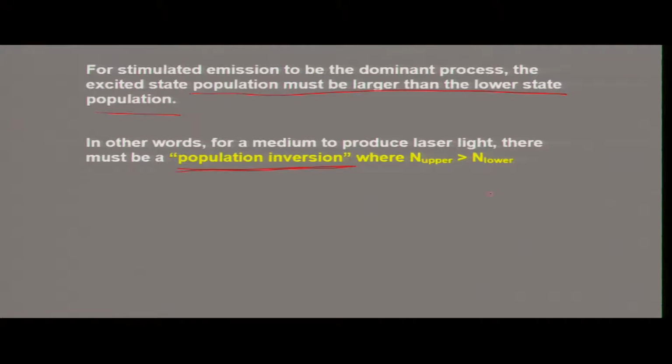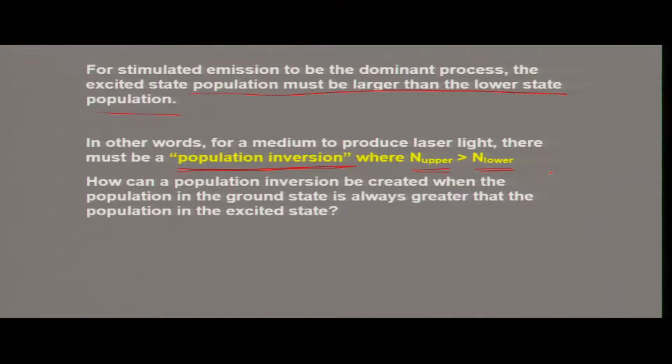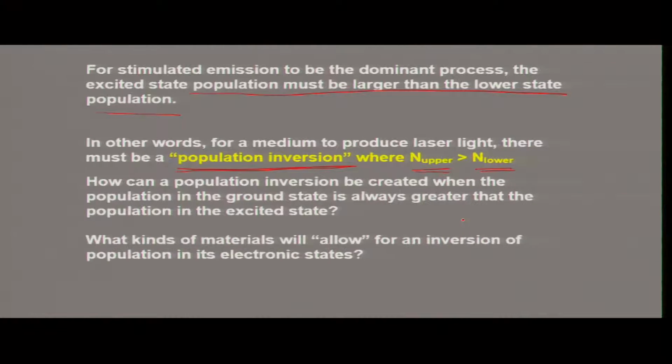So, that was the fourth term that was there when I mentioned the essential requirements for a laser. So, this population inversion essentially ensures that the upper state population is greater than the lower state population. So, how can a population inversion be created when the population in the ground state is always greater than the population in the excited state? This is what we know from our Boltzmann distribution. So, what kind of materials will allow for an inversion of population in its electronic state?